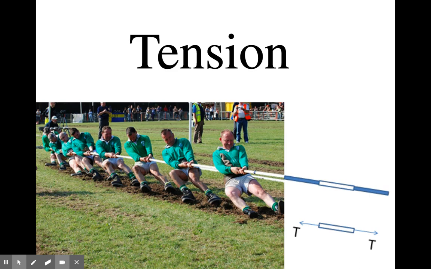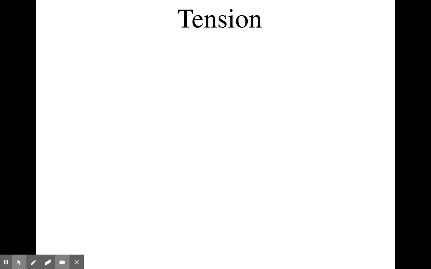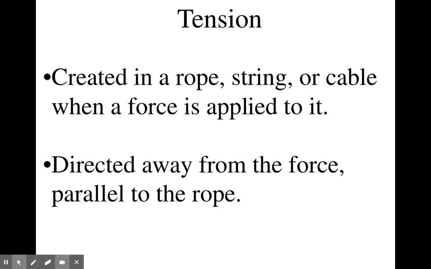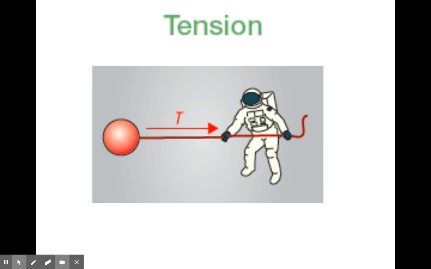But tension is just a type of force, created on a rope, string, or cable when force is applied to it. It's kind of the reaction force of us pulling on a rope, directed away from the force but parallel to the rope. So, for example, in outer space, there would still be tension, even though there's really no air resistance or gravity or anything like that.